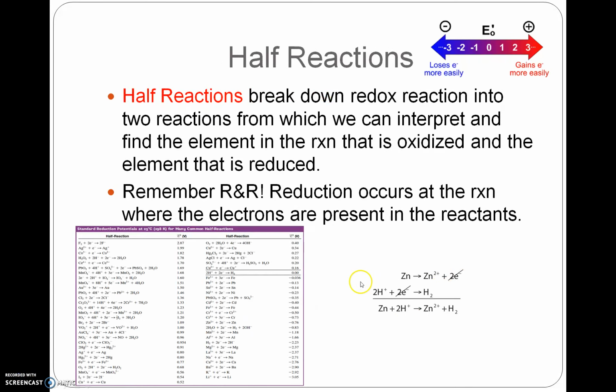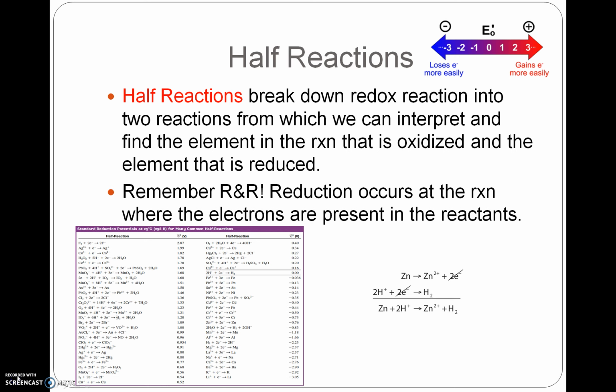If you look at this example right here, we have two half reactions with zinc and hydrogen gas, and if a question were to ask you which element oxidation and reduction occurred at, you could tell by this. The electrons are in the reactants of hydrogen gas, so hydrogen gas would be where reduction occurred, and zinc would be where oxidation occurred.